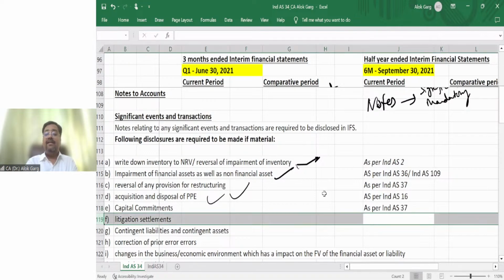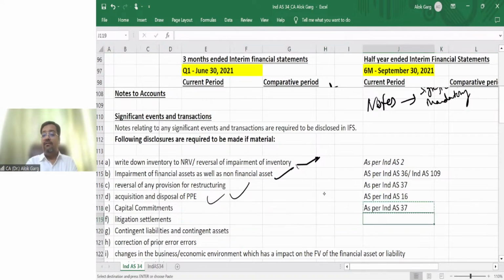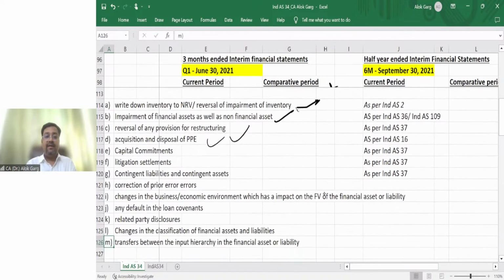Litigation settlement. There was a litigation which was going on. The company has done the settlement and the company has paid some compensation. So that is also required to be disclosed. Contingent liability and contingent asset, it is also required to be disclosed, right? If the amount is material.